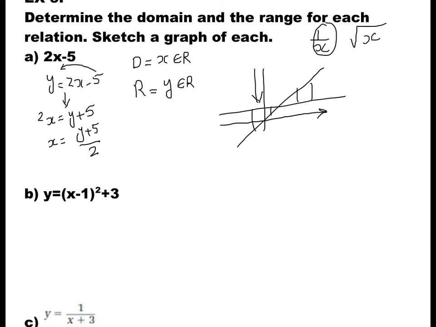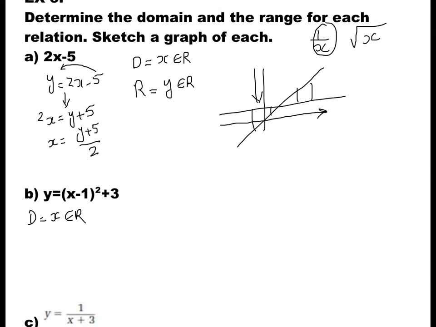In the next example, we have y equals (x minus 1) squared plus 3. To find the domain, we look at the x variable. Since x is not in the denominator and x is not under the square root, we can simply say that the domain is x in R. There is no restriction on x.